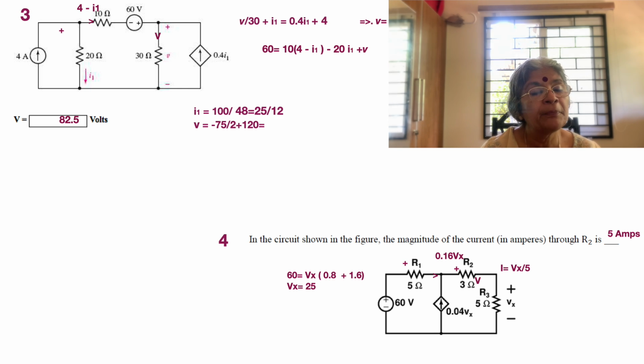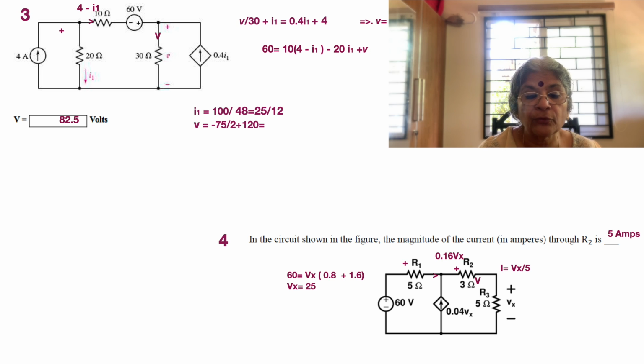So this is the general layout of the circuit, and what we are required to find out, from the circuit shown in the figure, is the magnitude of the current in amperes through R2. We know that the current through R2 is the same as the current through the 5 ohm, which is equal to Vx by 5. So we need to find I equal to Vx by 5, and Vx is what we are trying to find out.